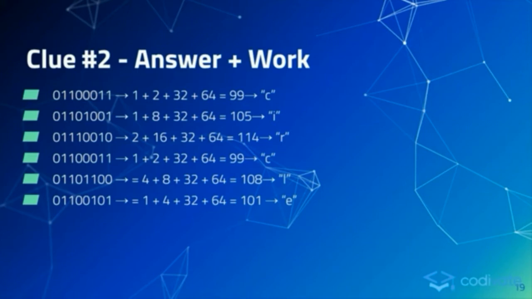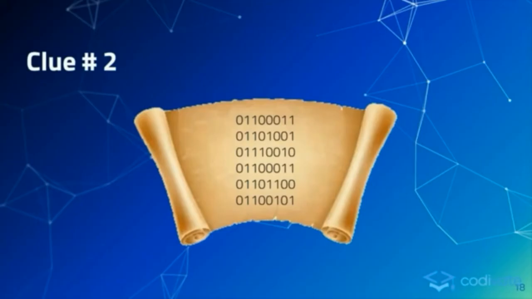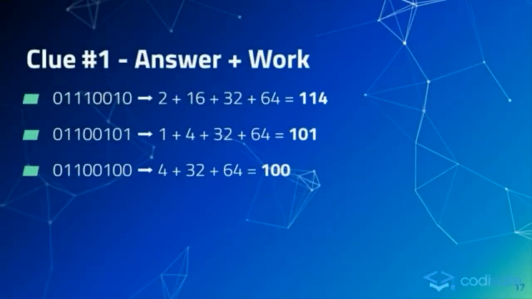After that, the 1 plus 8 plus 32 plus 64 becomes a 105, that becomes an I. Third, 2 plus 16 plus 32 plus 64 equals 114, and that corresponds to an R. And so on until we get the word circle. Similarly, for the previous clue, we could have checked what the ASCII values were corresponding to these numbers. If we did, we would have found out that this would be equal to R, this would be equal to E, and this would be equal to D. So it would be RED, becoming red.